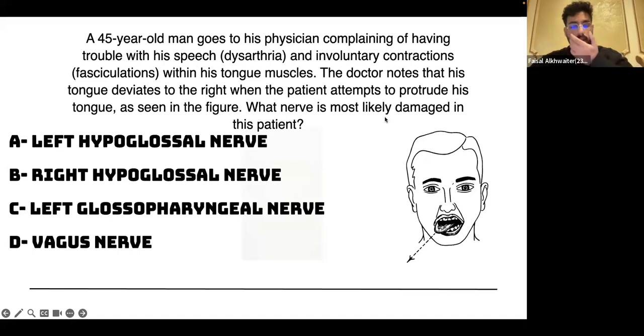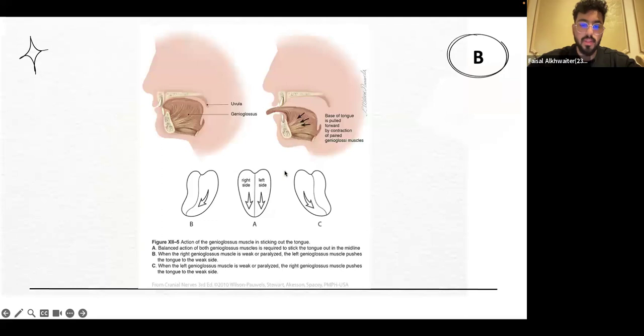There's this mnemonic that you guys can memorize. It's you lick your wounds. So whenever the tongue is deviated to the right, the right hypoglossal nerve is affected. If it's deviated to the left, it's the left hypoglossal nerve that is affected. As you can see in this figure, the hypoglossal nerve innervates the genioglossus muscle. Yeah, you lick your wounds. So it innervates the genioglossus muscle. So if you have a lesion in your right hypoglossal nerve, you can't.